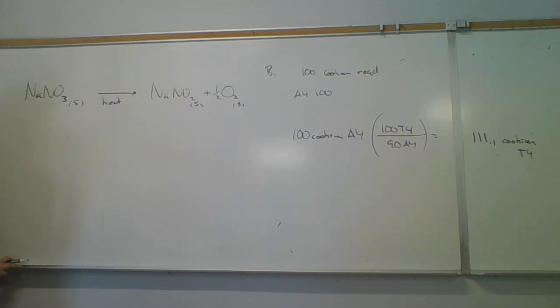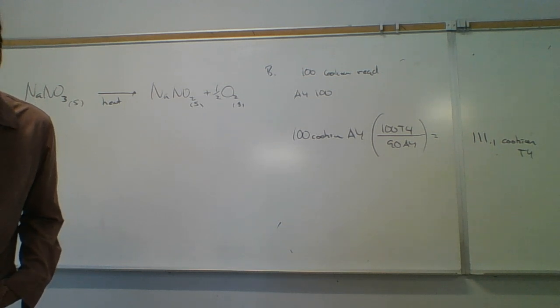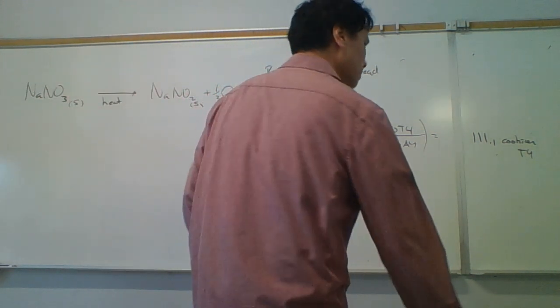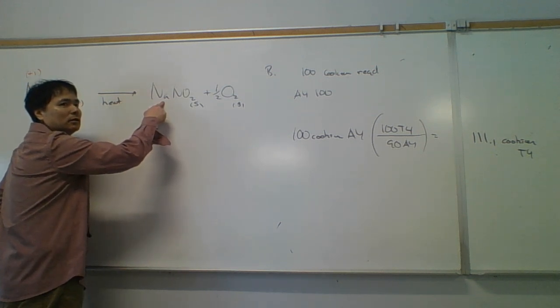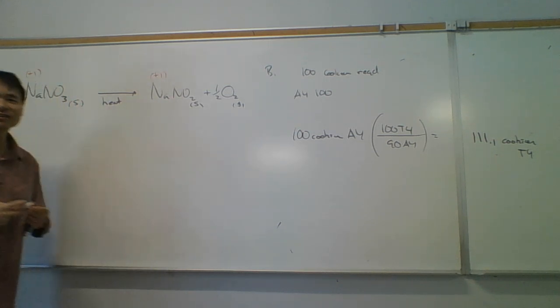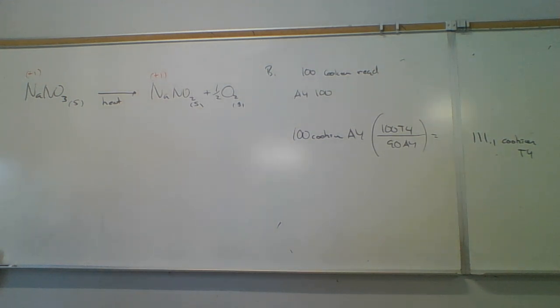Sodium's reducing. Actually, sodium, let's take a look at what happens to sodium. What's the oxidation state of sodium? Sodium is group 1. Group 1s have an oxidation state of +1. The oxidation state of sodium is +1. What's the oxidation state of sodium here? +1. Did sodium gain or lose any electrons? No. So nothing happened to sodium. Sodium is a spectator.